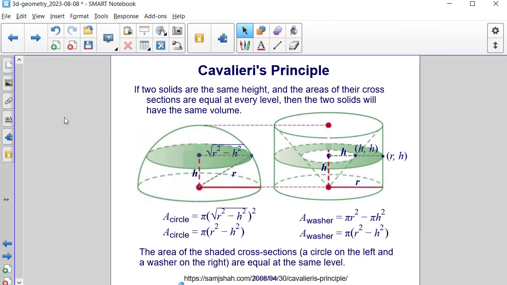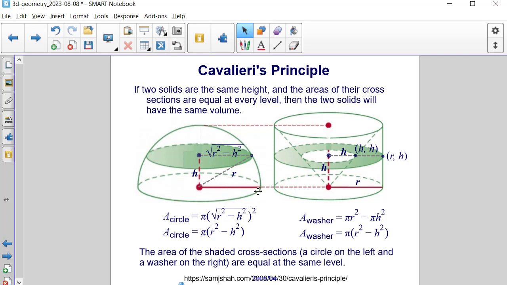Here's an extension of Cavalieri's principle to the volume of a hemisphere and the volume of the section between a cone and a cylinder. And again, Cavalieri's principle states that if two solids are the same height and the areas of their cross-sections are equal at every level, then the two solids will have the same volume. So we have this cross-section right here. It's a circle, and the area of a circle is pi times the radius squared.